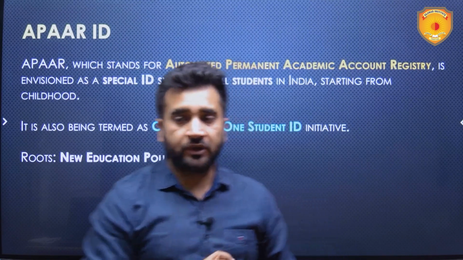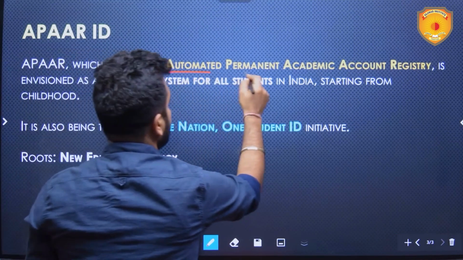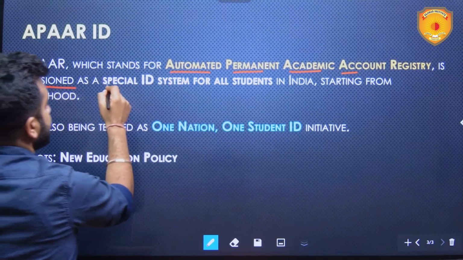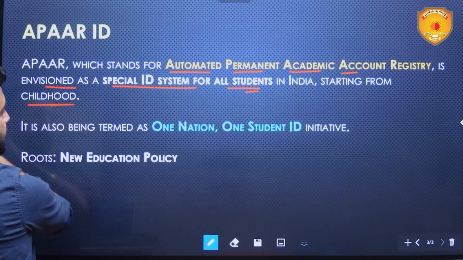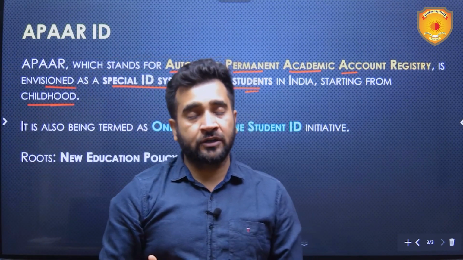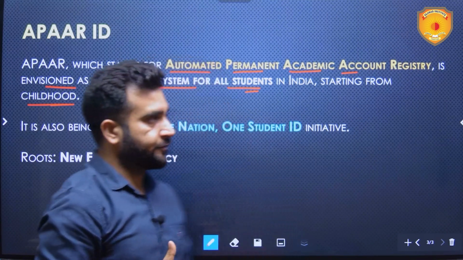So, let us get into the details of this. Apar, which stands for Automated Permanent Academic Account Registry, is envisioned as a special ID system for all students in India, starting from childhood. Means from wherever that child is starting his or her education, from then onwards, this ID will be generated for that child.